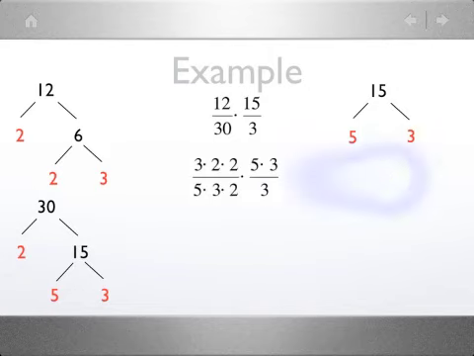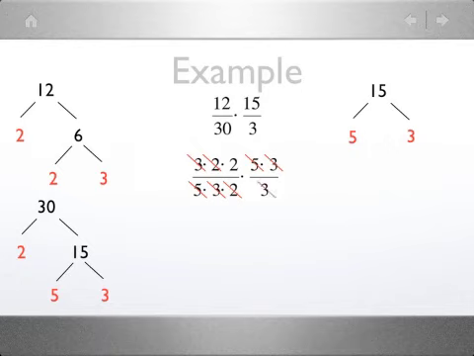So here's what we're left with. 12 becomes 3 times 2 times 2, 30 becomes 5 times 3 times 2, and 15 becomes 5 times 3. So now I want to go through and cancel all the common factors. To do this, I like to start just in the numerator from left to right. I see there's a 3 in the numerator and denominator, so I cancel those. There's a 2 in the numerator and denominator. There's a 5, and there's that 3.